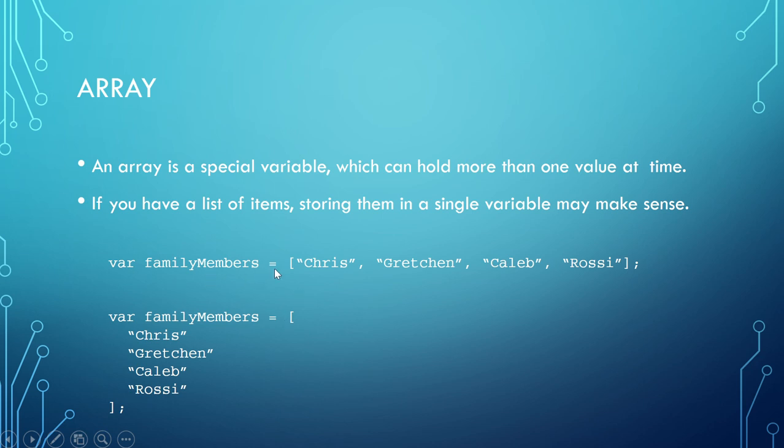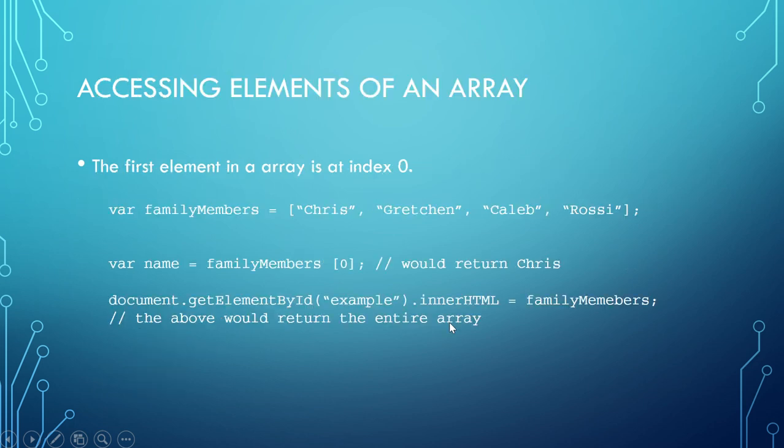Now, you don't have to put them all in one line. You can hit enter between them because, again, JavaScript ignores white space, so you can make it look like this if that's a little more visually appealing. The first element in an array is at index 0. So if I set a new variable name equal to family members with the value at index 0, we would get Chris. If I just say family members and I don't say what index, we're going to get everybody in the array.